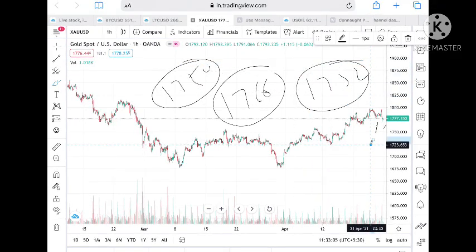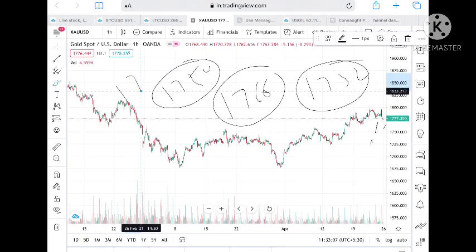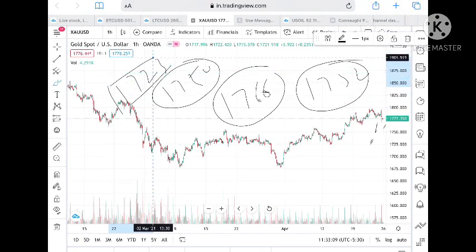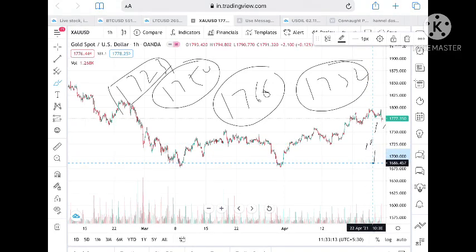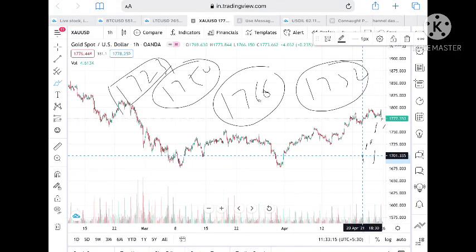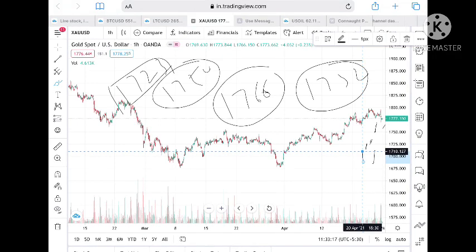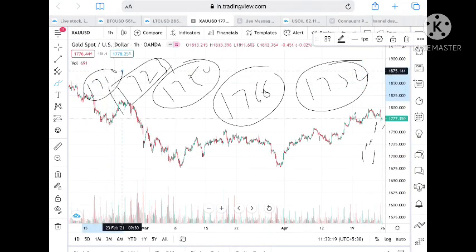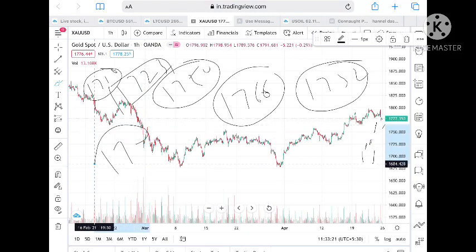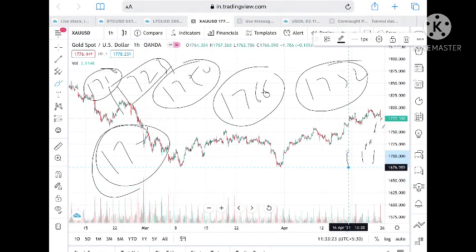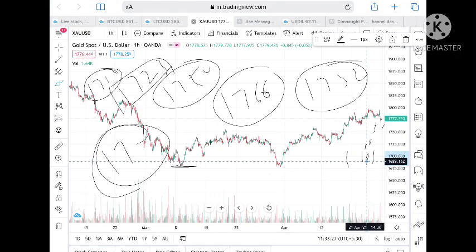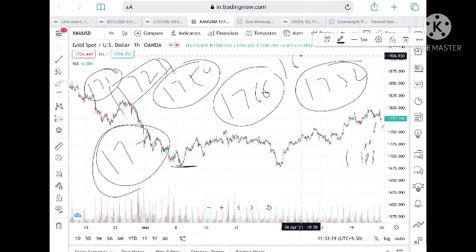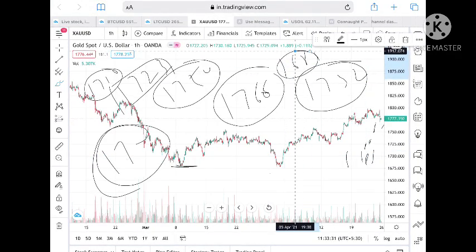See, if the price of gold goes below 1777 and stays below 1766, then there's a probability it can touch a level of 1750. And once 1750 starts, then we can see a level of 1732 also, and from there 1723, then 1710, and if it stays below 1710, then we can see further low of around 1698 to 1700, and once 1700 is touched, then we can see a level of 1689.